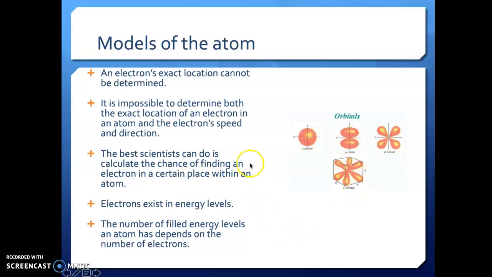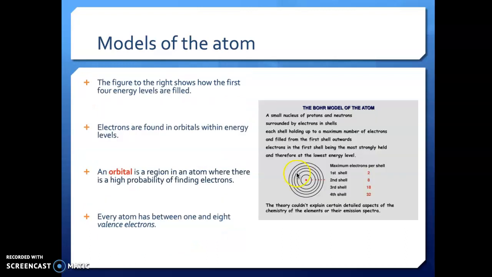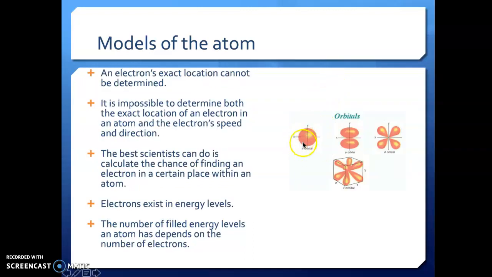A couple things to note is that we can't figure out exactly where an electron is. We can't figure out its location, direction, and speed all at the same time. But what we can do is predict and say that it's somewhere within this sphere. And these are 3-dimensional shapes, not just 2-dimensional shapes. But they still have energy levels like Bohr predicted. And then the number depends on the number of electrons, the orbital shape and type. And this is what our periodic table looks like as well, because the first 2 columns are all these types. The last 6 columns are all this type. The transition metals all have these D types.